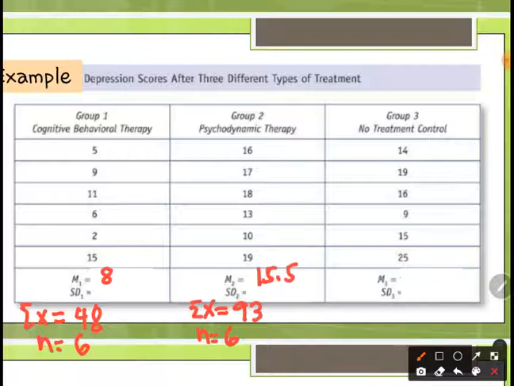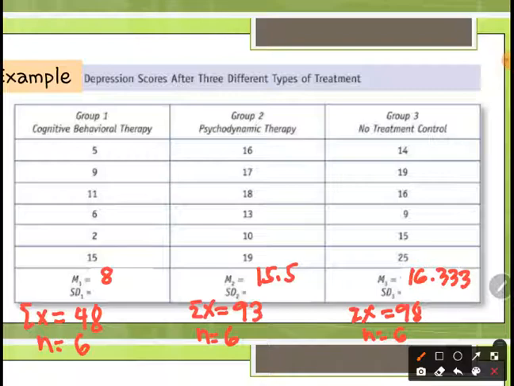Please verify to your calculator. And next is for our group 3, our summation of x or x value dyan is just equal to 14 plus 19 plus 16 plus 9 plus 15 plus 25, or that is equals to 98. Yung n natin is equals to 6. So 98 divided by 6, yan yung ating mean. That is 16.333. So okay na tayo doon, no?